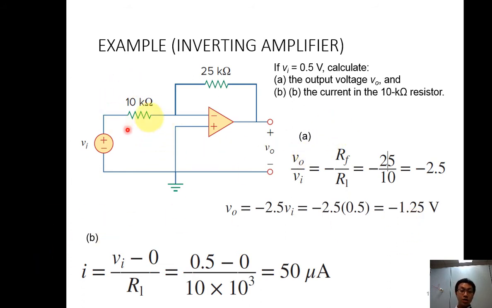How to measure the current? I know that the current flows from higher potential to lower potential. Then my higher potential is Vi, and my lower potential will be 0 because of the ideal op-amp assumption: V1 here must equal V2 here. My V2 is 0, so this one will be 0. So Vi minus 0 divided by 10 kilo ohm, then I have 50 microampere in this section.